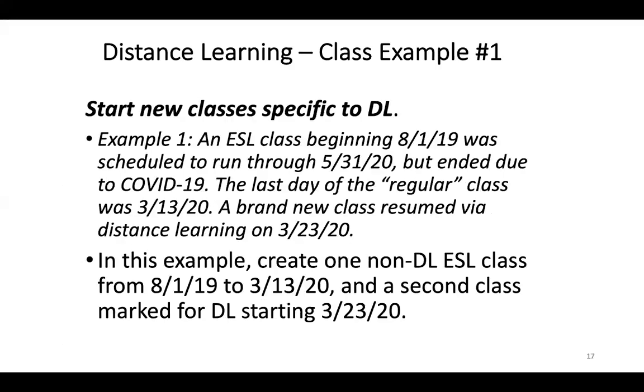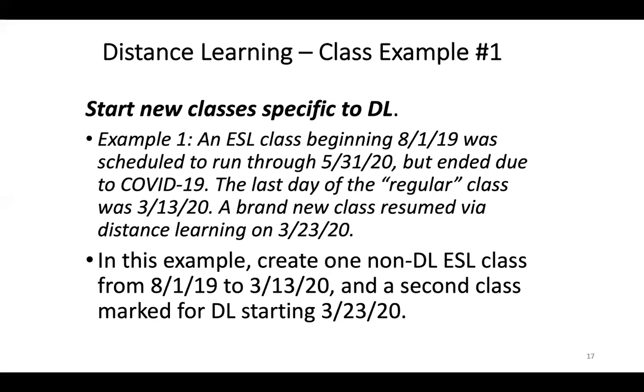Next slide. So first example, again, here's an example where we started everything up in early August. We were scheduled to run that class through the end of May. The COVID-19 timeline, we're using the same as those other examples. We closed the existing class on March 13th. We reopened new classes via distance learning on March 23rd.